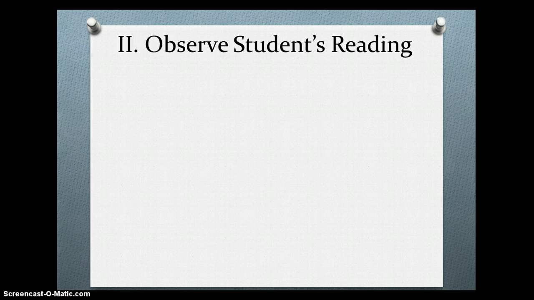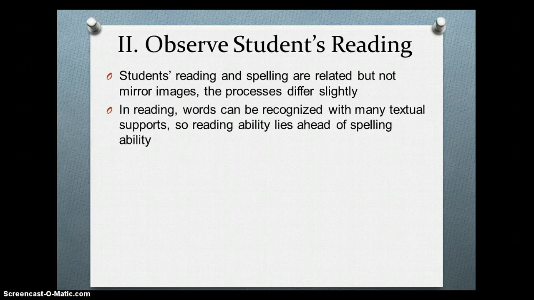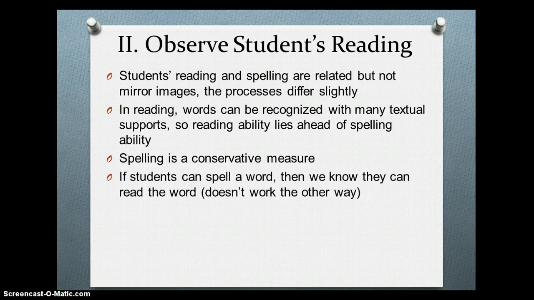We are talking about ways to observe students writing, and one way to do that is to actually observe students reading, because as previously discussed, reading and writing are very interactive processes. So students' reading and spelling are related but not mirror images. The processes differ slightly. In reading, words can be recognized with many textual supports, so reading ability actually lies ahead of spelling ability. Spelling is a conservative measure, which means if students can spell a word, then we know they can read the word, but it doesn't necessarily work the other way around.